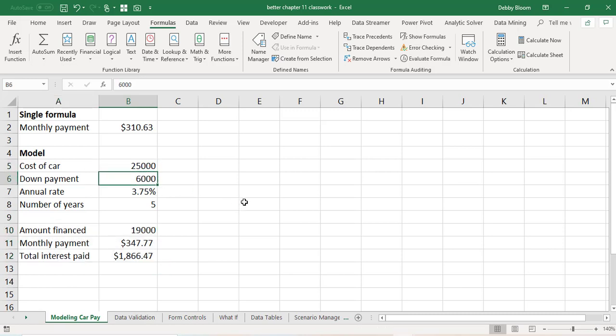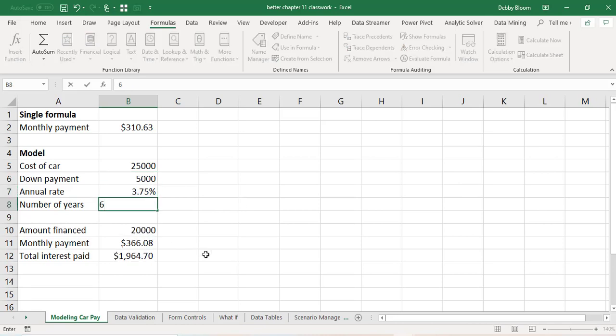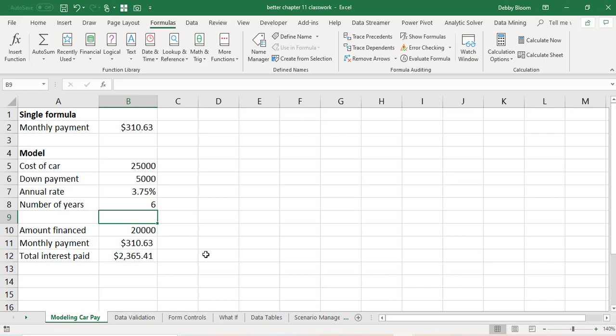So if somebody now comes to me and says, okay, Debbie, I want you to do a $5,000 down payment instead of a $6,000, I can just type 5,000. Let's see what it is going 6 years instead of 5 years. Notice all my numbers change. Everything's correct, so we know what's going on with our model.